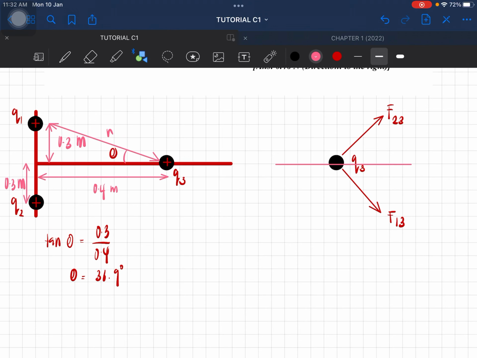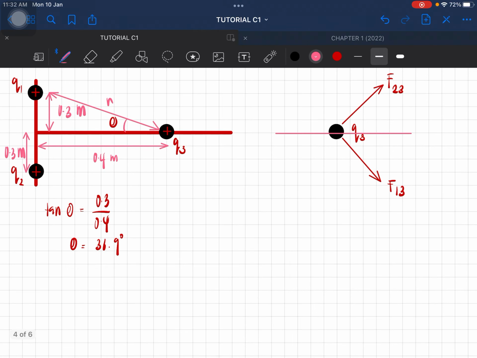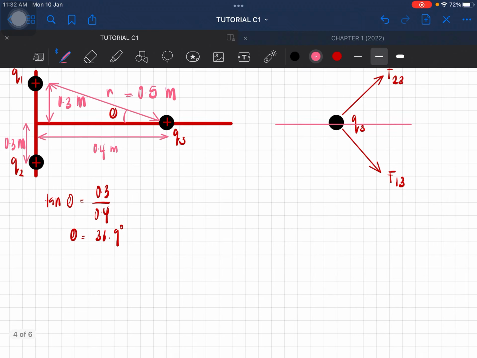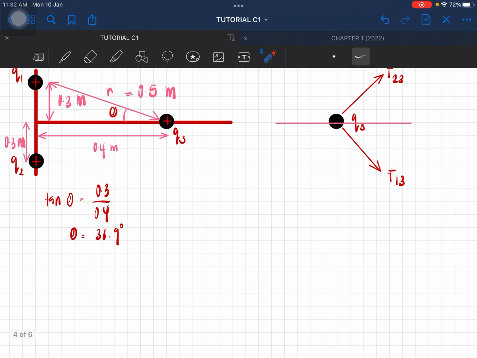And then what else do you need? Okay, so basically we can calculate R by using Pythagoras theorem, but if you remember, the combination is 3, 4, and 5. So basically you'll have R equal to 0.5 meter. If you are unable to calculate this 0.5, you can just use Pythagoras theorem. If you remember, it is 3, 4, 5.